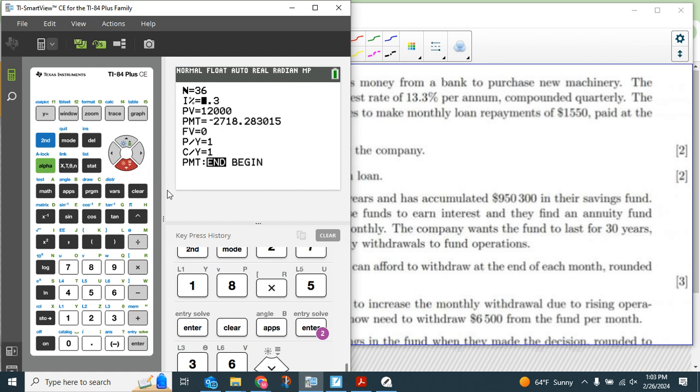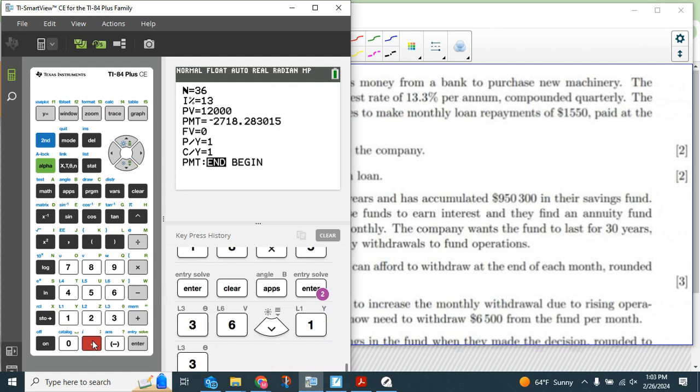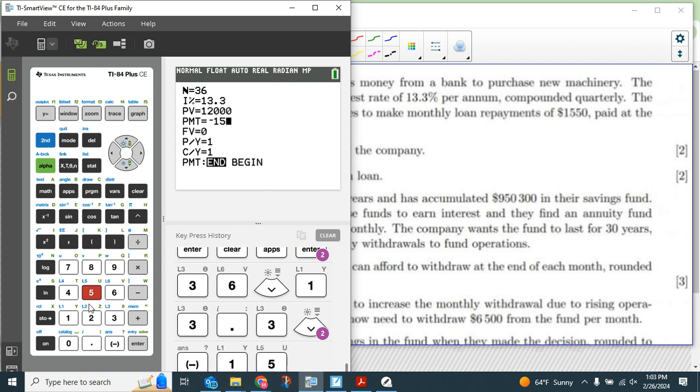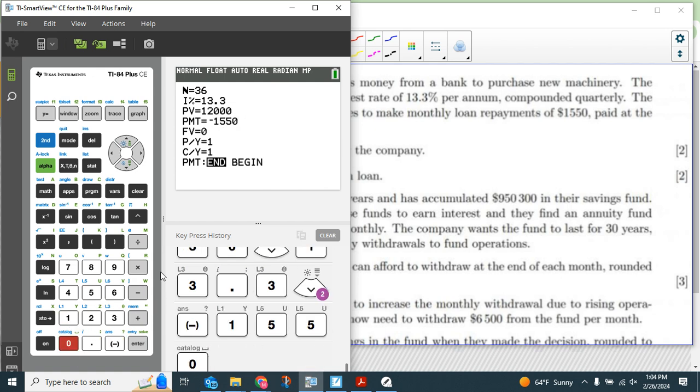All right. What is the percentage interest that they are getting? 13.3. The present value of the loan, that's actually what we want to know, so we can't plug anything in there yet. The company is making monthly payments of $1,550. Of course, that's negative $1,550 because that money is leaving the pocket. Future value, we want to be 0. They're trying to pay off the entirety of the loan.